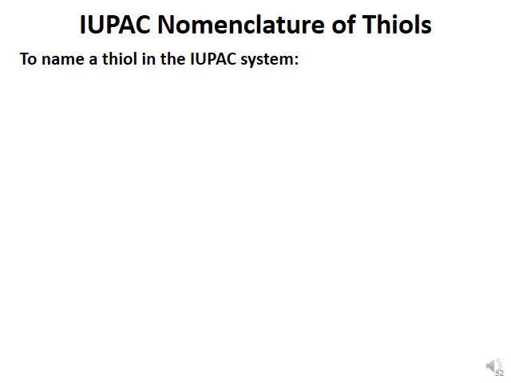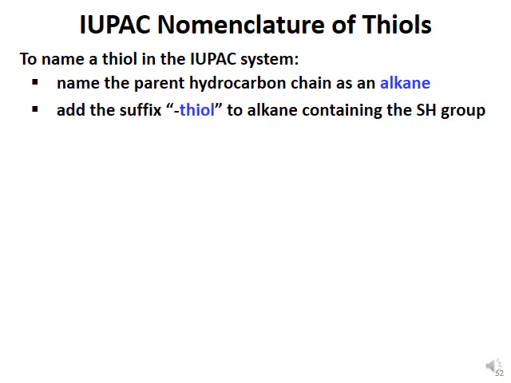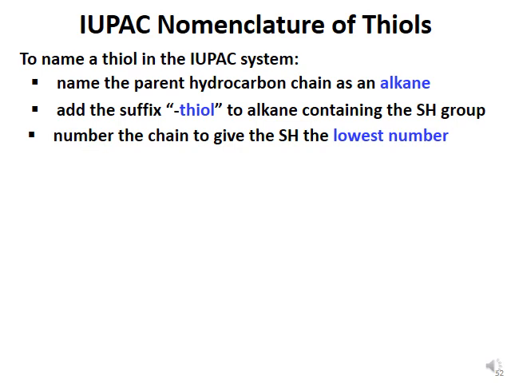Naming is very similar to alcohol naming. The parent carbon chain is an alkane. Add a thiol containing the SH group. Number it so that the SH that's attached gets the lowest possible number. So we're going to look at that one, and we're going to say 1, 2, 3. So it's propane thiol that's attached to carbon 1. 1-propane thiol.